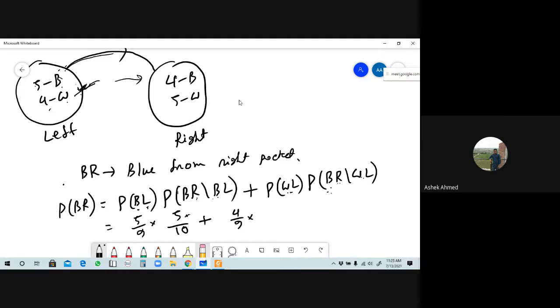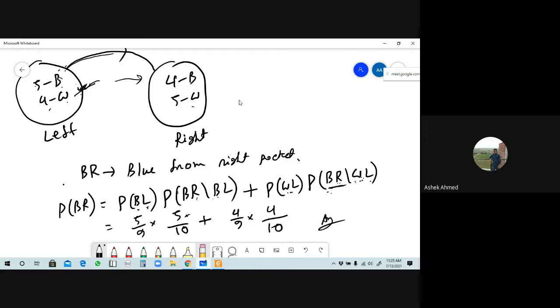This is blue from right given that white from left. If he moves a white marble to the right pocket, whose number will increase? The number of white marbles will increase, the blue marbles will not; the blue marbles stay as they are. That's why the number of blue marbles will be 4, but the total number of marbles here is 10. Okay, this is our result here.